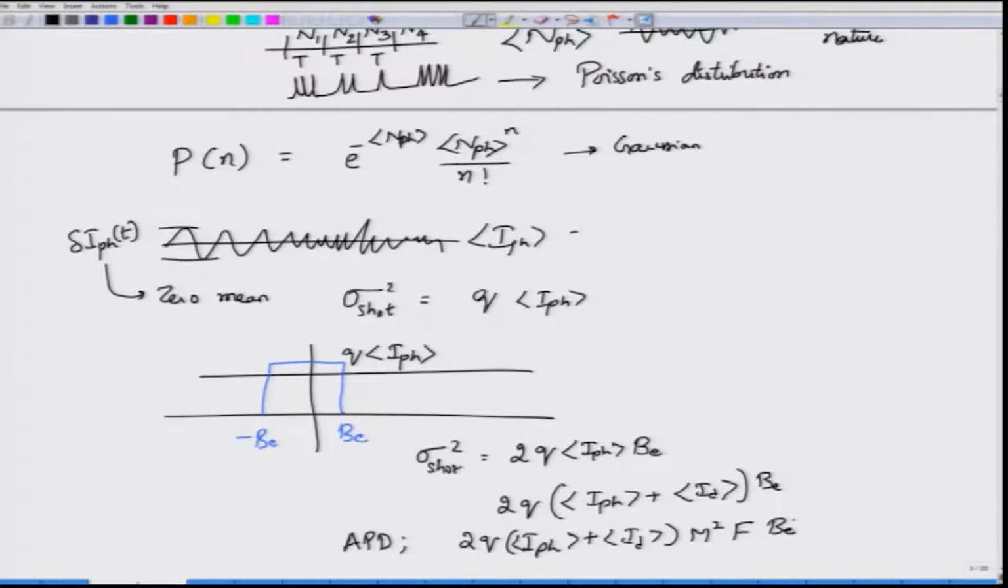So, this excess factor, right. So, this excess factor of M square into F is because of the APD structure. Okay. So, we will stop at this point.